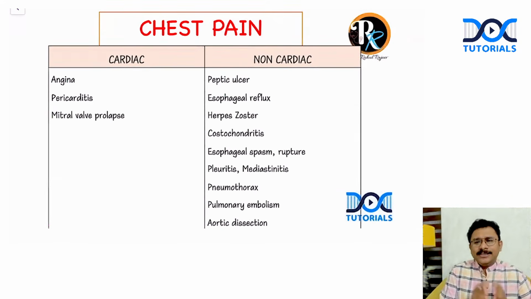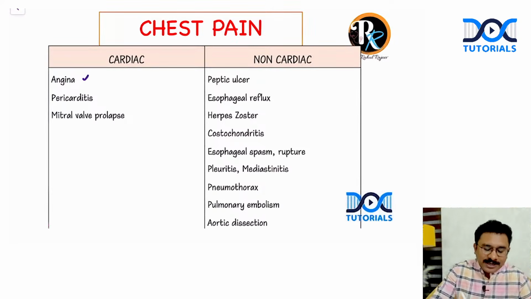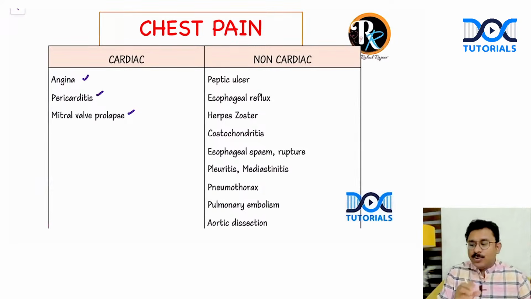Now, chest pain, is it a symptom that is specific to the respiratory system? No. So chest pain has different causes: cardiac chest pain as well as non-cardiac chest pain. But remember, even certain respiratory diseases can present with chest pain, and let us see what those diseases are. When you think about cardiac causes of chest pain, you can have angina, pericarditis, and even patients with mitral valve prolapse can have vague chest pain. The non-cardiac causes, the common ones, are related to the gastrointestinal system, that is peptic ulcer, gastroesophageal reflux, herpes zoster, costochondritis, and disorders like esophageal spasm and rupture.